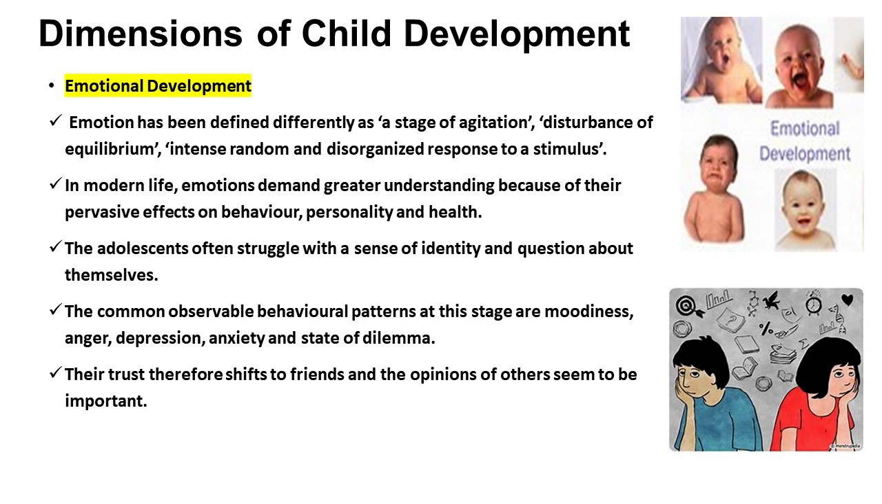The adolescents often struggle with a sense of identity and question about themselves. The common observable behavioral patterns at this stage are moodiness, anger, depression, anxiety, and state of dilemma. Their trust therefore shifts to friends, and the opinions of others seem to be important.